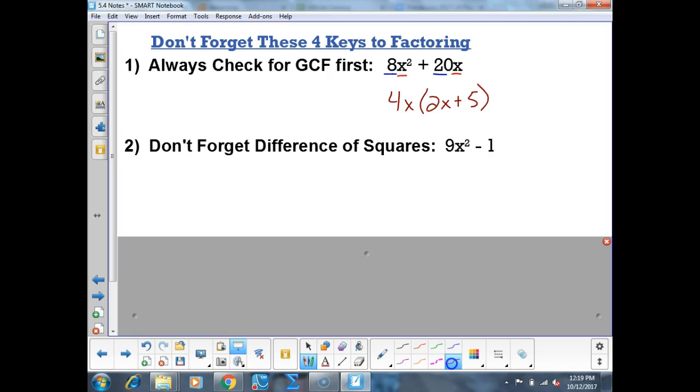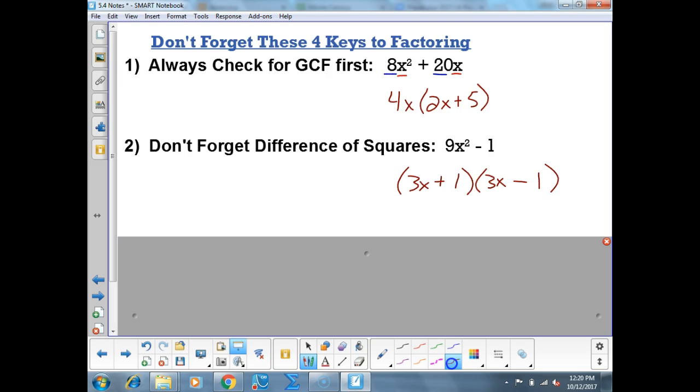Now, I think I referred to it last year like this because I've been referring to it for years like this. It's a hybrid of the butt cheeks. Meaning this is going to factor into those. So what times what, and they got to be the same, gets me 9x squared? 3x and 3x. What times what, and they got to be the same, factors to be 1? 1 and 1, right? And then one of them has got to be plus, one of them has got to be minus.